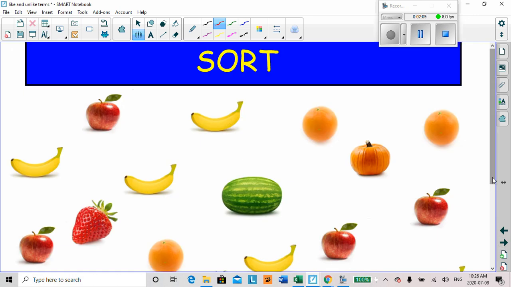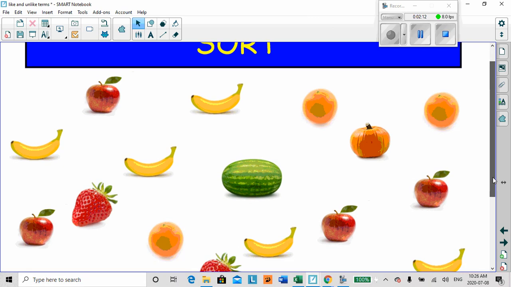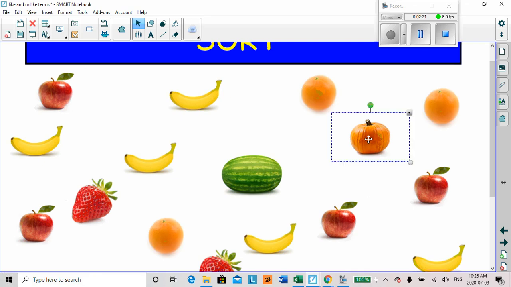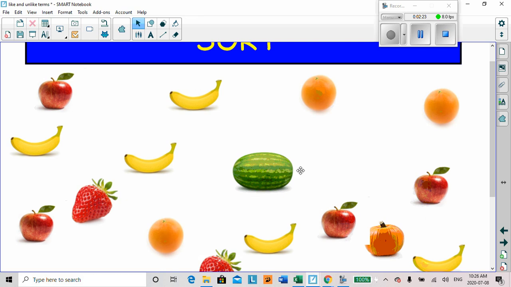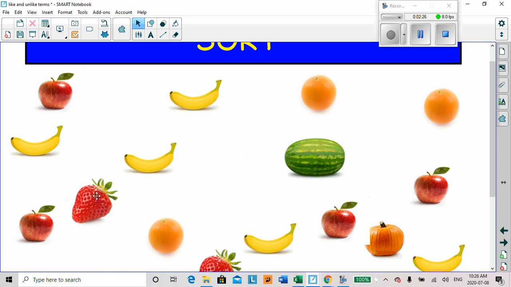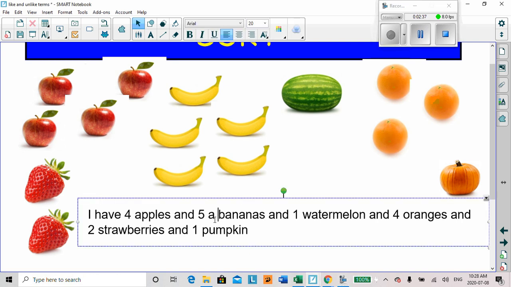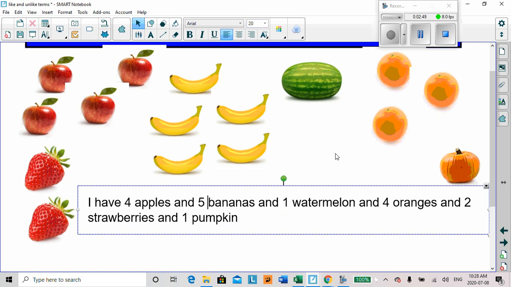We can sort these as well. I'm going to put the apples into one pile, the bananas into another pile, the oranges into another pile. I have a pumpkin, that'll be down in another pile, watermelon, and strawberries. Now that I have that sorted, I can see that I have 4 apples and 5 bananas and 1 watermelon and 4 oranges and 2 strawberries and 1 pumpkin. And again, I could use variables to represent those if I was in a hurry.